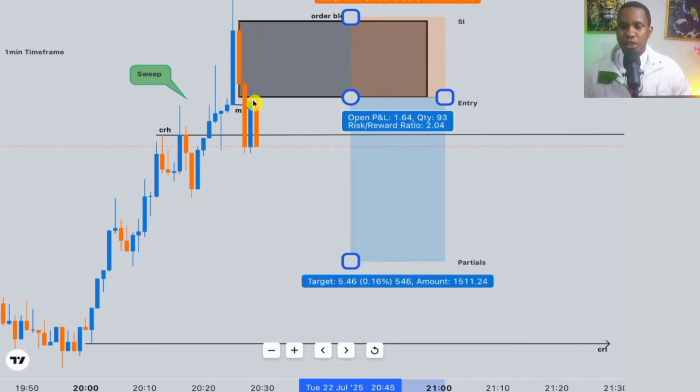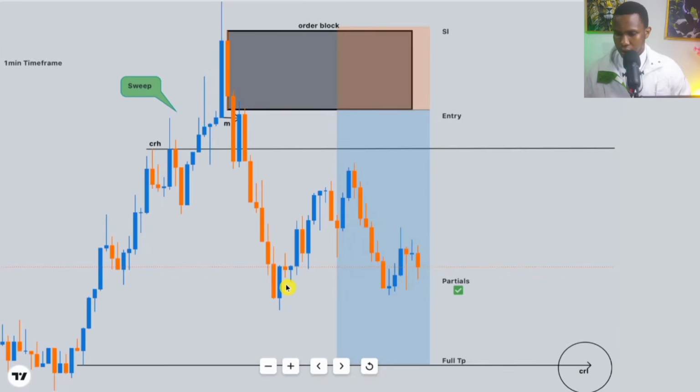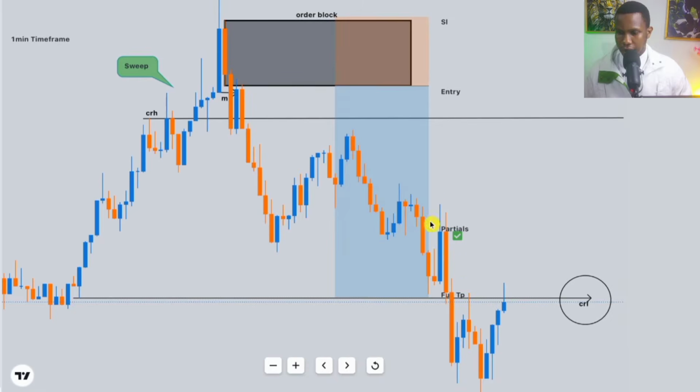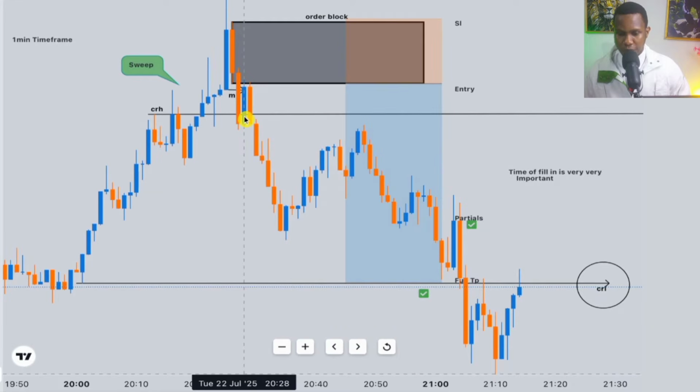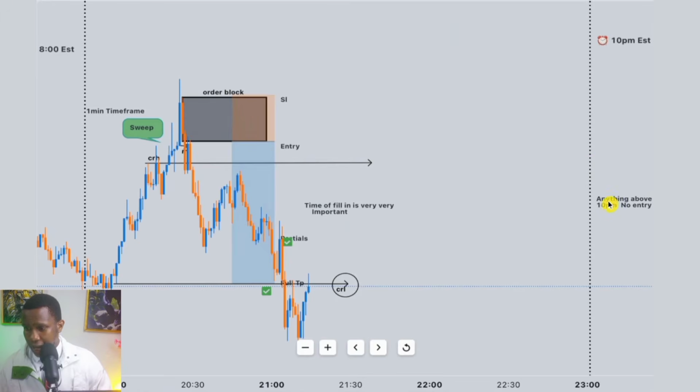Can you see the market tapped us in? We hit partials, guys, and that's a full take profit for us. So the time of filling us in is very, very important. This actually filled us in at 20:28. Anything above 10 p.m., no entry.